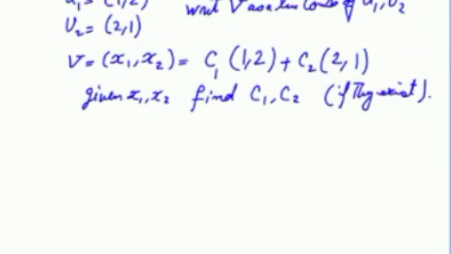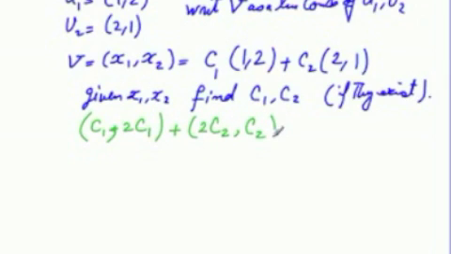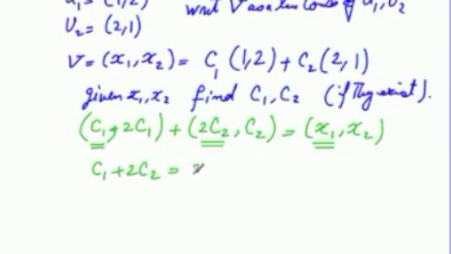So we go back and say, okay, you want to create this out of a linear combination of those two. So let's go ahead and write a linear equation. How does that go? C1 times 1, 2, plus C2 times 2, 1, which is 2C2 and C2. I want to create x1 and x2. What does that mean? This is C1 plus 2C2 has to be x1. And 2C1 plus C2 has to be x2.